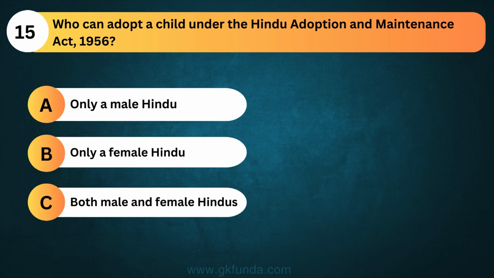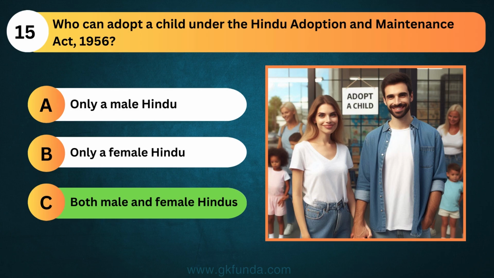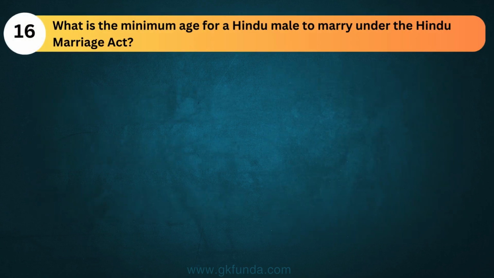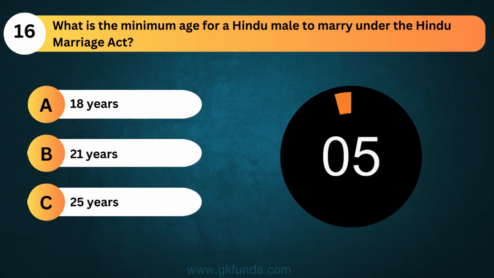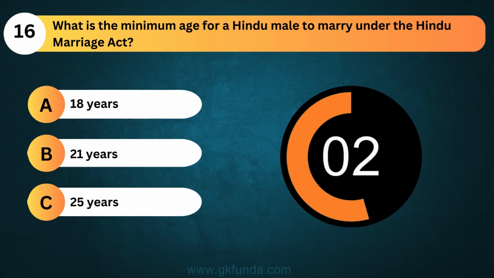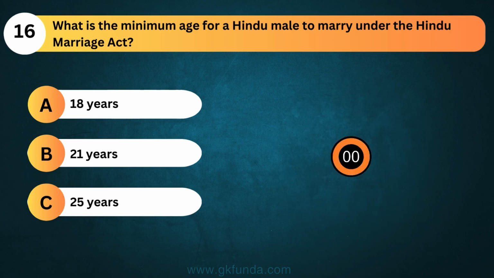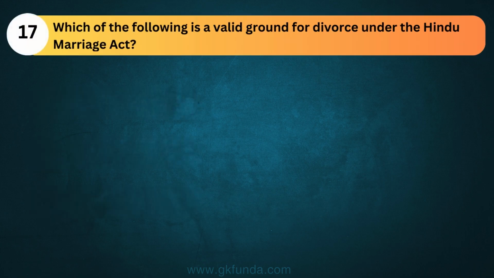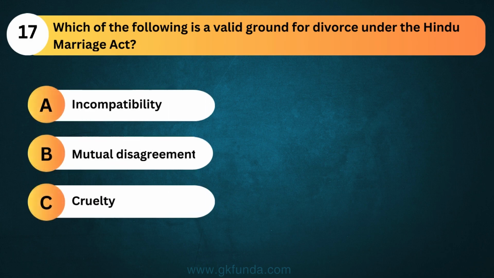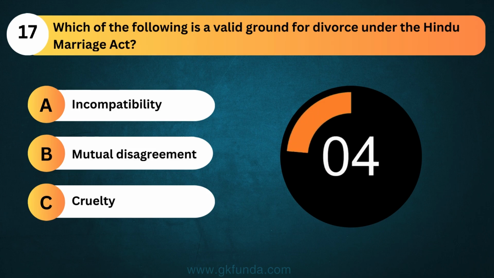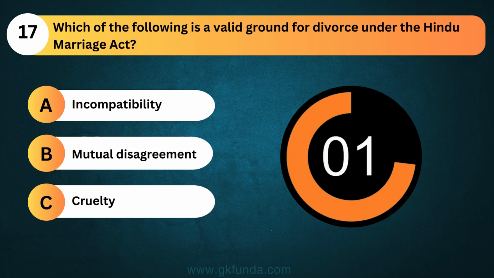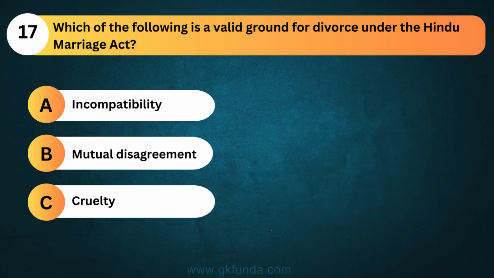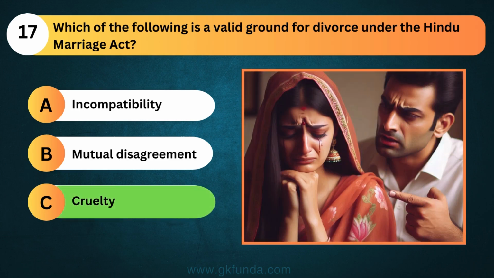The answer is option C, both male and female Hindus. What is the minimum age for a Hindu male to marry under the Hindu Marriage Act? The answer is option B, 21 years. Which of the following is a valid ground for divorce under the Hindu Marriage Act? The answer is option C, cruelty.